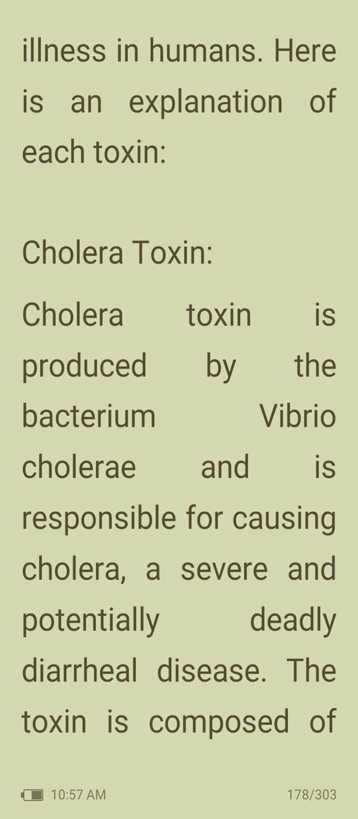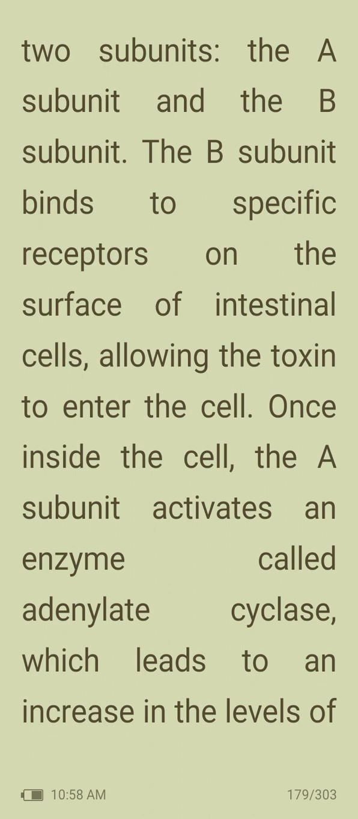Cholera toxin is produced by the bacterium Vibrio cholerae and is responsible for causing cholera, a severe and potentially deadly diarrheal disease. The toxin is composed of two subunits, the A subunit and the B subunit. The B subunit binds to specific receptors on the surface of intestinal cells, allowing the toxin to enter the cell.